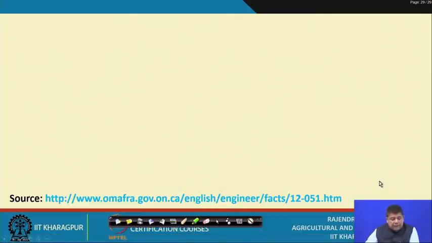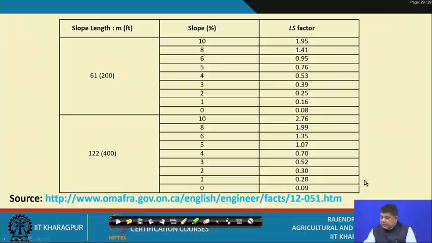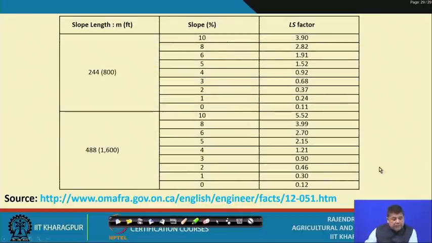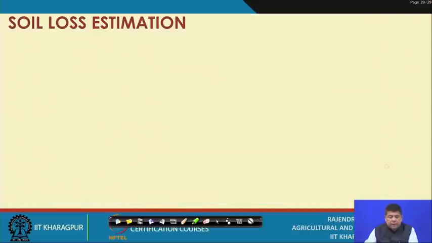And similarly, this site produces tables for different slope lengths: 61 meters, 122 meters and then 244 meters and 488 meters. So, LS values can be referred from these tables.